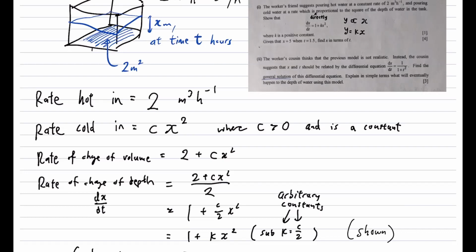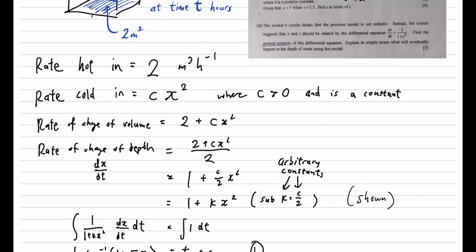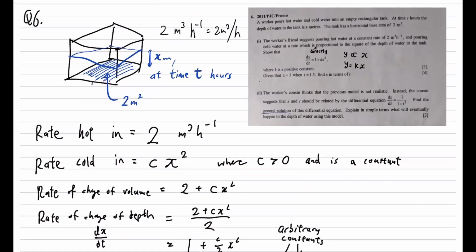Shown. Okay. Yeah, just rate in, rate out only. Plus and minus. Sometimes you don't even need minus. This question is quite easy. So given that x equals 5 when t equals 1.5, find x in terms of t. After you set out the equation, it goes back to the exact same kind of question we've been dealing with for the past 5 questions.